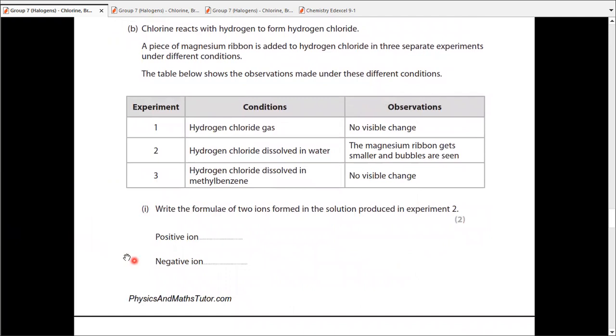Chlorine reacts with hydrogen to form hydrogen chloride. A piece of magnesium ribbon is added to hydrogen chloride in three separate experiments under different conditions. The table below shows the observations made under these different conditions. Write down the formulae of two ions formed in experiment 2.